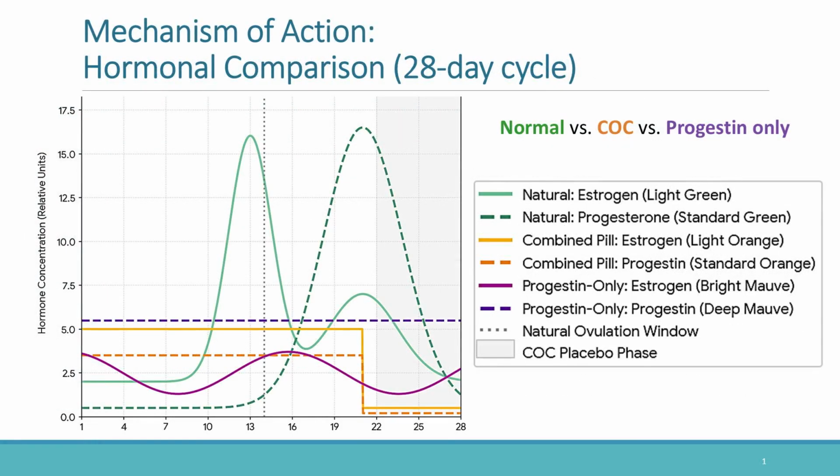This schematic graph compares normal hormonal cycling with combined oral contraceptives and progestin-only regimens. Normally, estrogen rises during the follicular phase and triggers the LH surge leading to ovulation. Combined oral contraceptives flatten these hormonal fluctuations. Continuous estrogen and progestin exposure suppress the hypothalamo-pituitary-ovarian axis through negative feedback. As a result, the LH surge does not occur and ovulation is prevented.